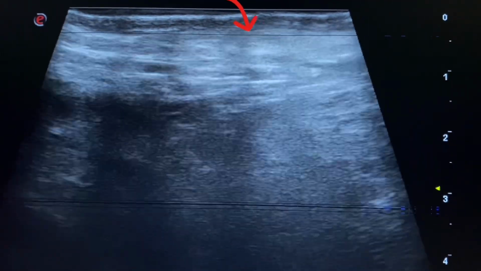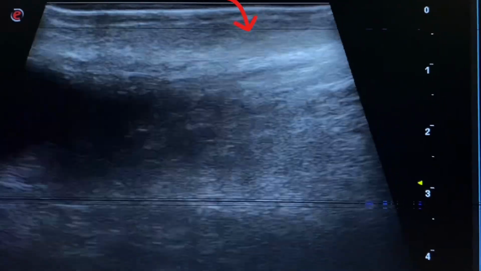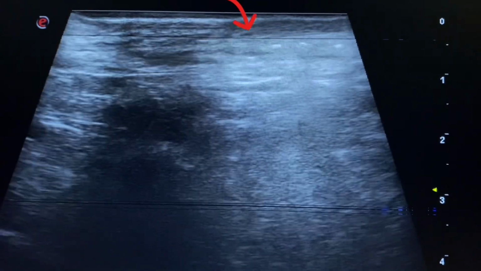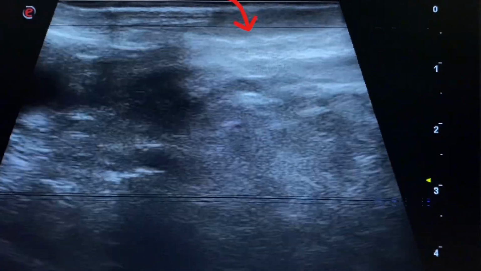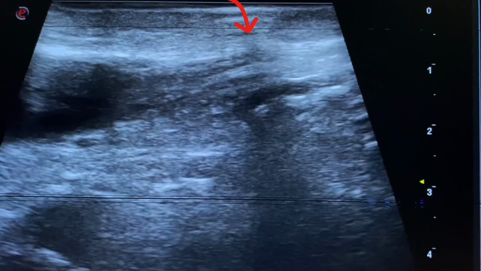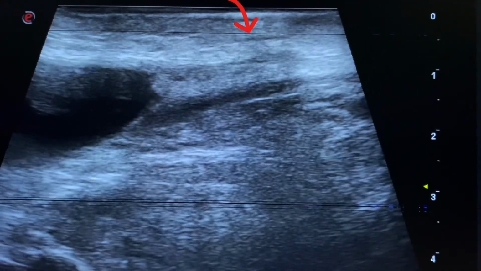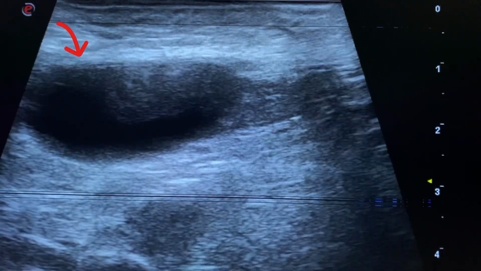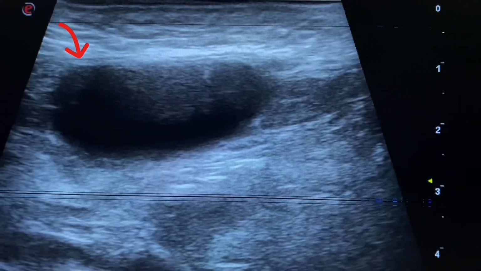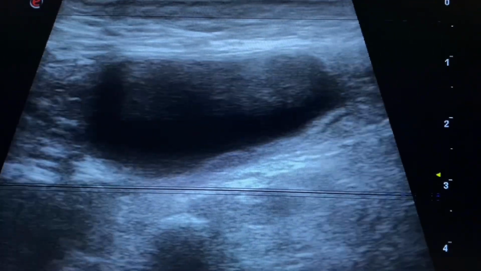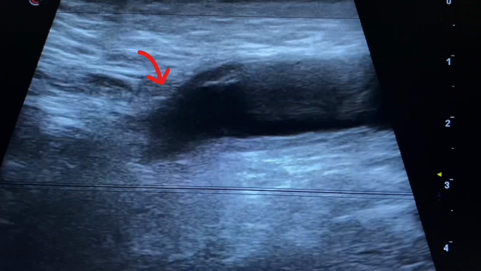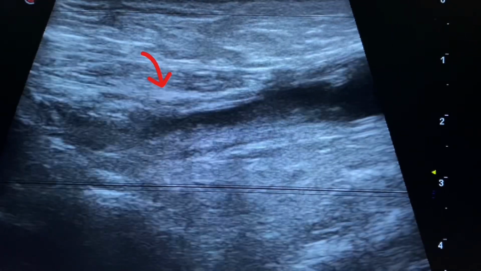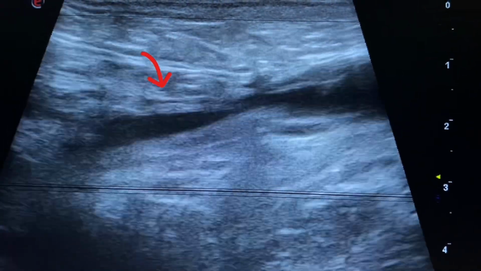Now we will continue scanning the inguinal canal by tracking the spermatic cord to the right inguinal area. Here we see the hypoechoic or anechoic area in the inguinal canal. Now we continue scanning the inguinal canal. It becomes narrow and continues to the pelvis.